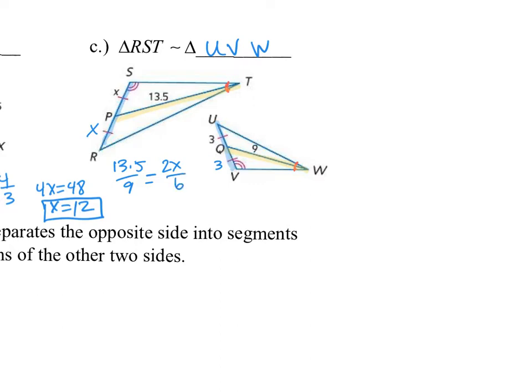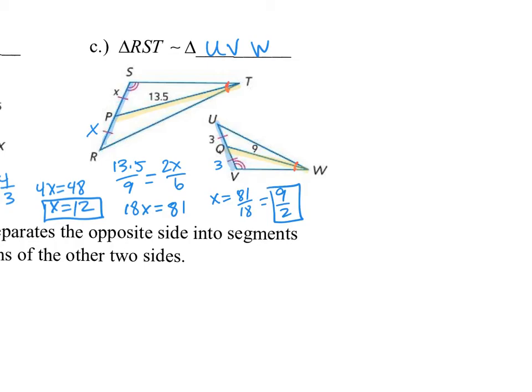All right, so let's cross multiply. We get 18x is equal to 13.5 times 6, which is 81. Then we divide both sides by 18, and we get that x is 81 divided by 18, which reduces, since there's a common factor of 9, to 9/2.